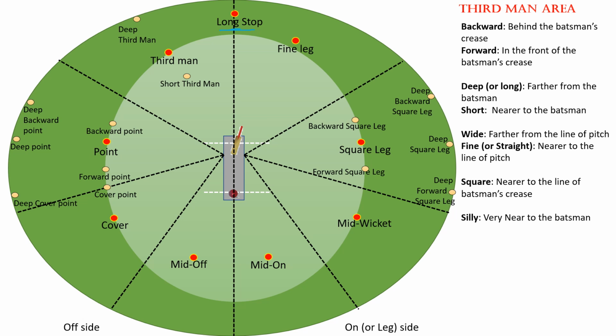Similarly to the other positions, when the third man position moves towards the pitch, it is short third man. When it moves towards the boundary, it is deep third man. And then 2 more positions are the fine third man position and the square third man position.